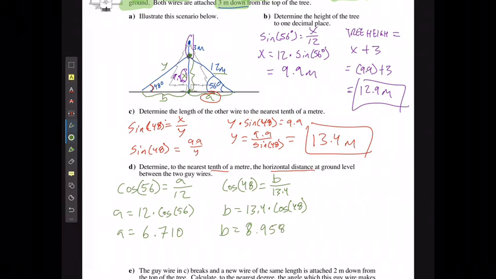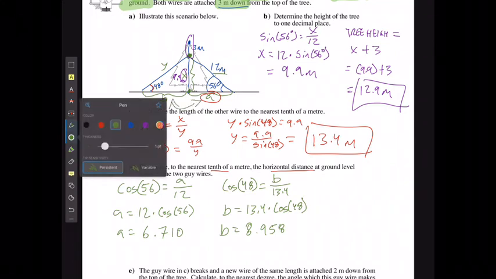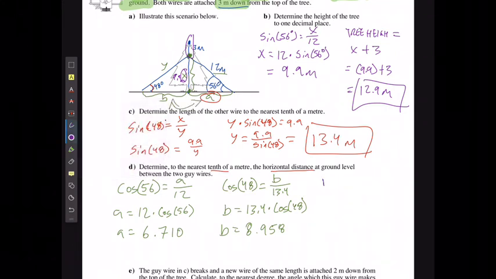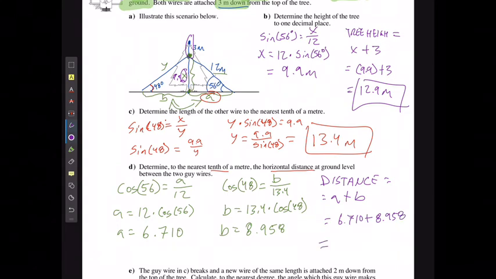The distance on the ground is going to be the combination of A and B, which means the distance is equal to A plus B, which is equal to 6.710 plus 8.958. To the nearest tenth of a meter, 15.7 meters.